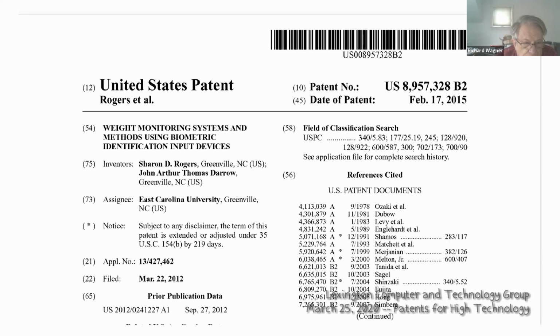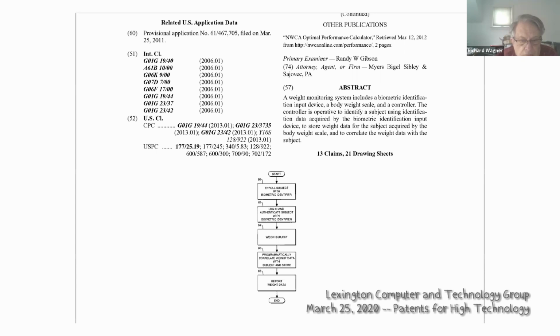Okay, so the filing date was March 22nd, 2012. Now, if you look at the top left of this slide, which is the bottom half of the front page, you see it says related U.S. application data, provisional application, filed March 25th, 2011. The reason this is in place is because the provisional application was filed on a particular date, and the law states that you must file your actual application to be examined within 1 year of that date, or else you lose the provisional date as far as priority is concerned.